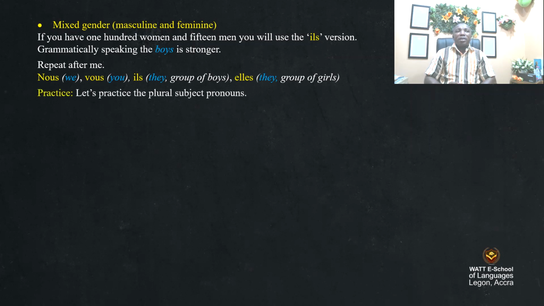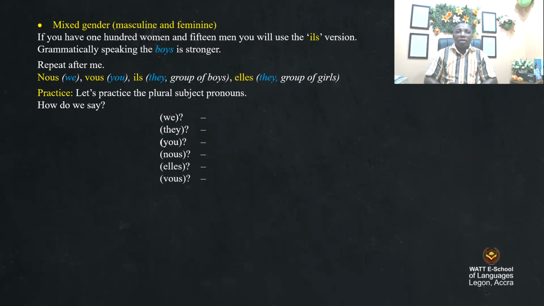Let's practice the plural subject pronouns. How do we say we? How do you say they? You, nous, elle, vous. For we, we say nous. For they, we say il. For you, you say vous. Nous, you say we. Elle, you say they. And vous, you say you.